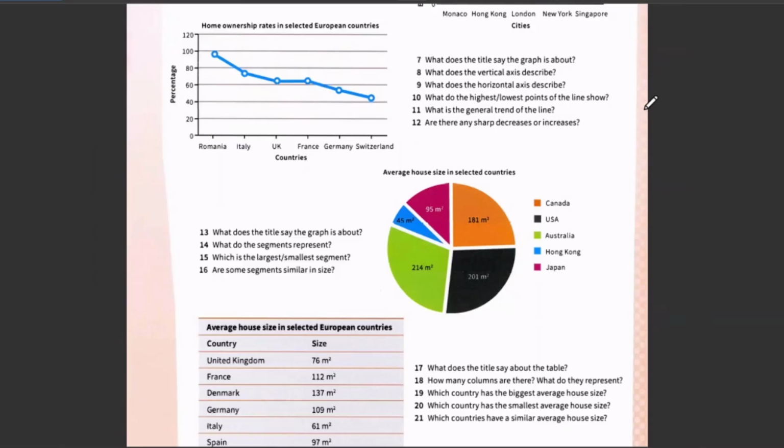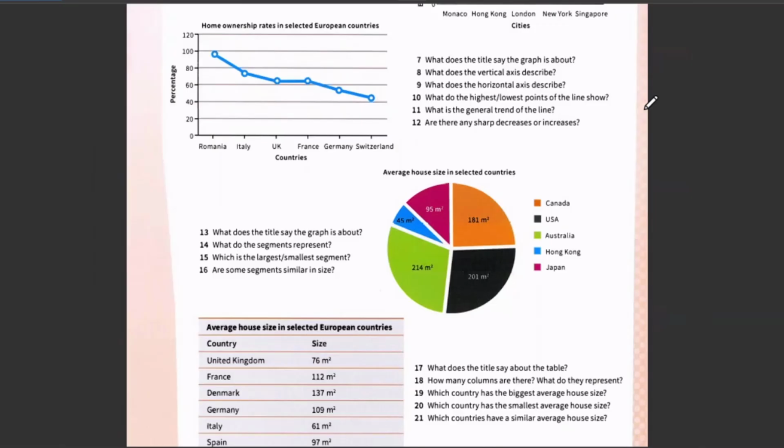Number 14. What do the segments represent? The different segments represent the average house sizes in those colored countries. No, each segment represents each of the countries, dear. See, each segment is colored in a different color and the keys are given beside, right? So orange is Canada, black is USA, and green is Australia. So each of the segments represents a country, but they measure the percentages and measurements that are given here, that show the average house sizes. But each of the segments represents each of the countries given. Okay? Okay. So the segments represent different countries in the pie chart.